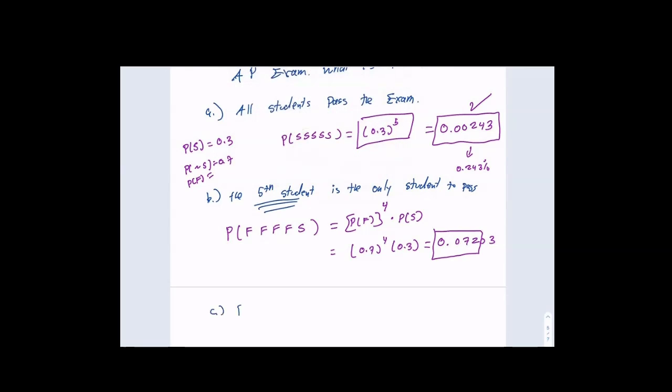C. What's the probability that none of the students pass?